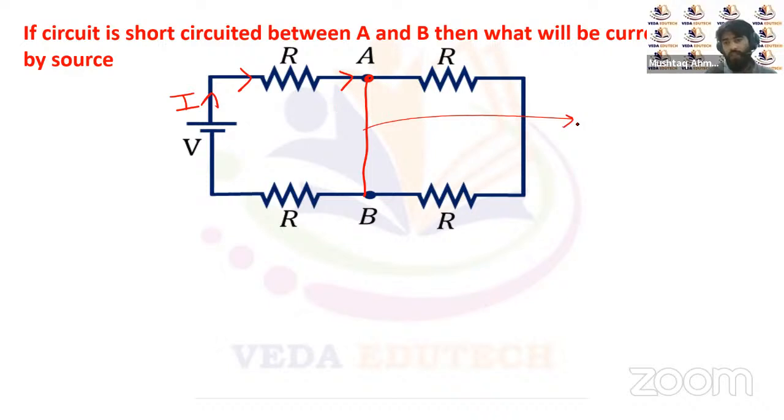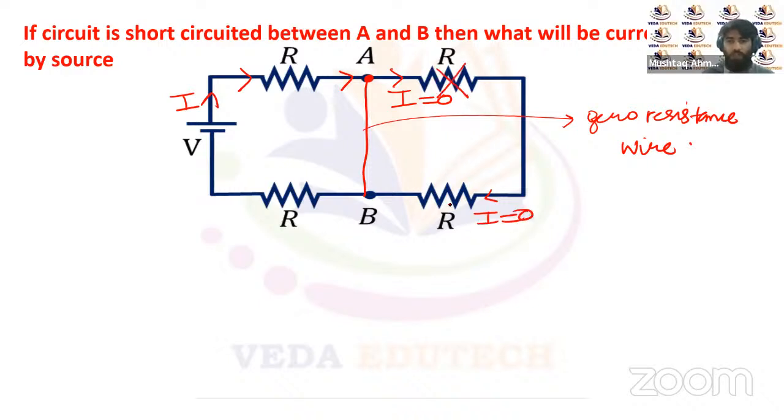This wire here is a zero resistance wire, right? So if this is a zero resistance wire, it means that the current flowing through this resistor will be equal to zero, and through this resistor also the current will be zero. These two resistors will not be a part of the circuit. We can directly remove them from the circuit, and the current will be only flowing like this.